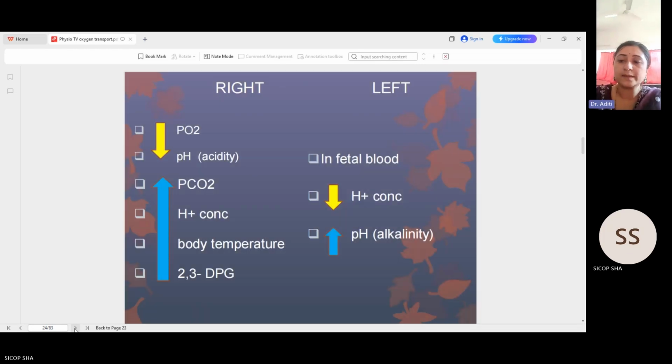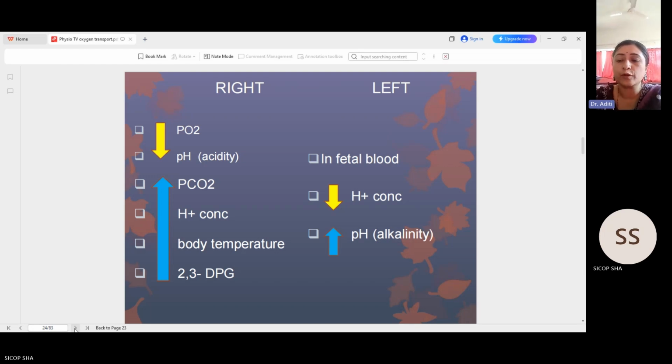Next, now let's discuss a few factors that can shift the curve to the right and or shift the curve to the left. So when the partial pressure of oxygen decreases or when the pH decreases, the curve is shifted to the right, or there is an increase in PCO2 or H plus ion concentration, or when the body temperature goes up, for example, fever, or the 2,3-DPG proportion increases, that is when the curve is shifted to the right.